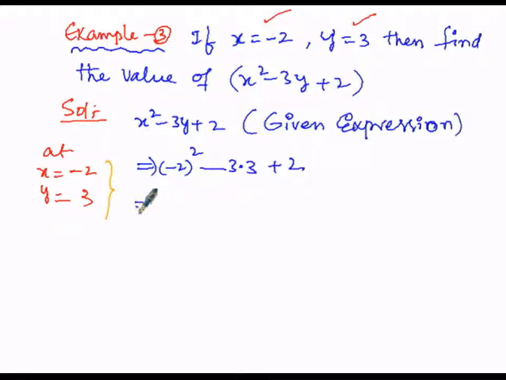So that implies minus is multiplied twice, that is, 2 times minus is plus, then 2 must also be raised to the power of 2, then 2 must be multiplied twice, that is 2 into 2 is 4, minus 3 threes is 9, and plus 2 is kept as it is.